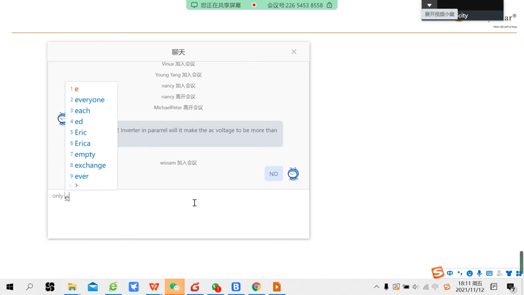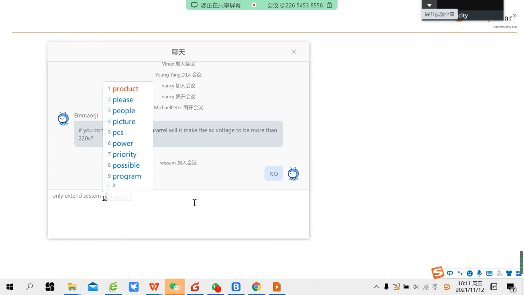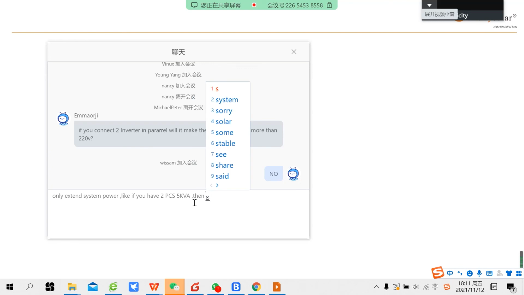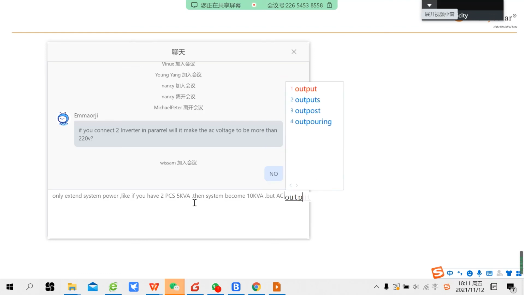It only extends our system power. Like if you have two pieces of 5 kVA, then the system becomes 10 kVA, but the AC output is still the same.